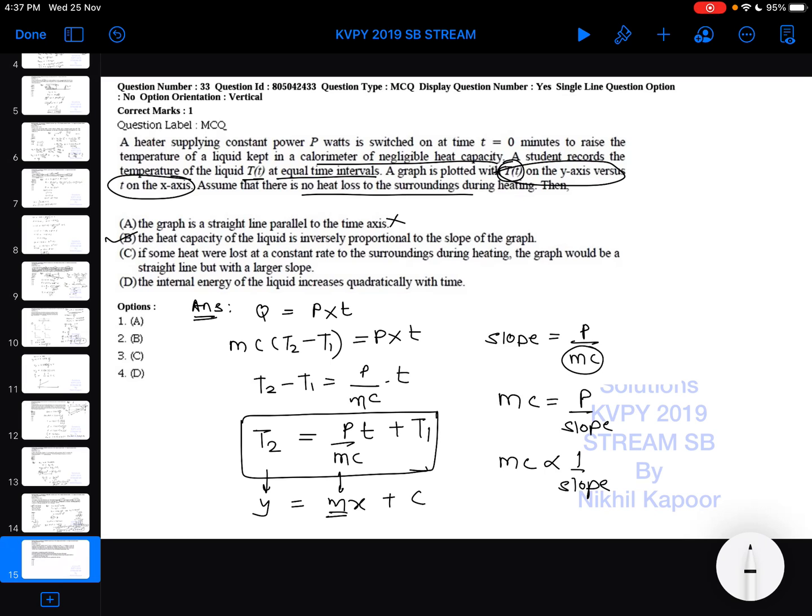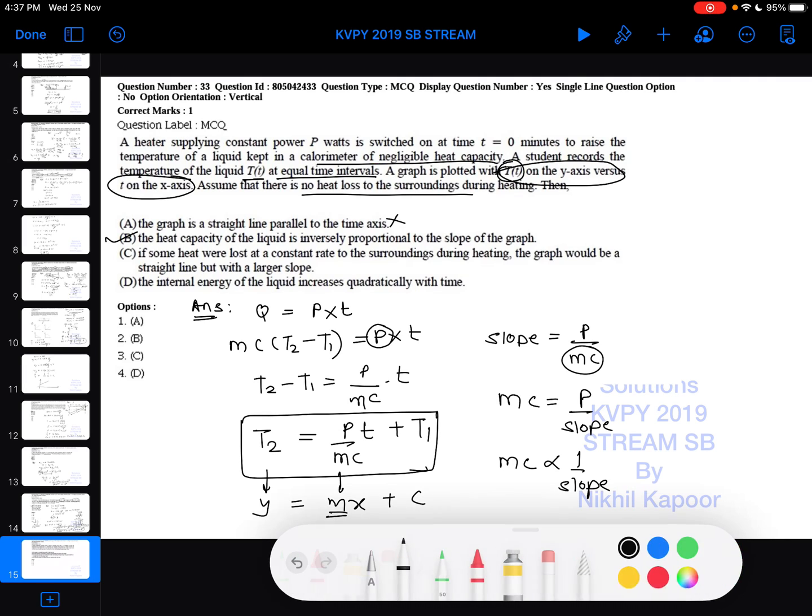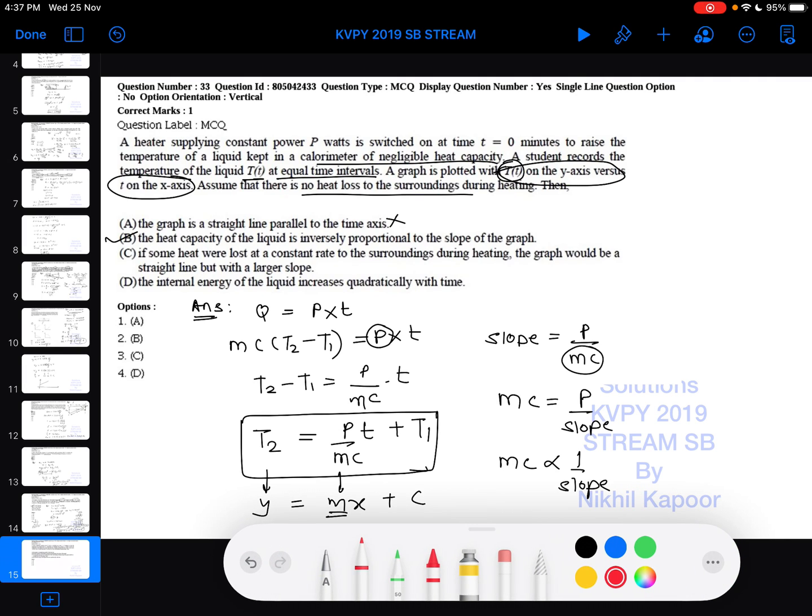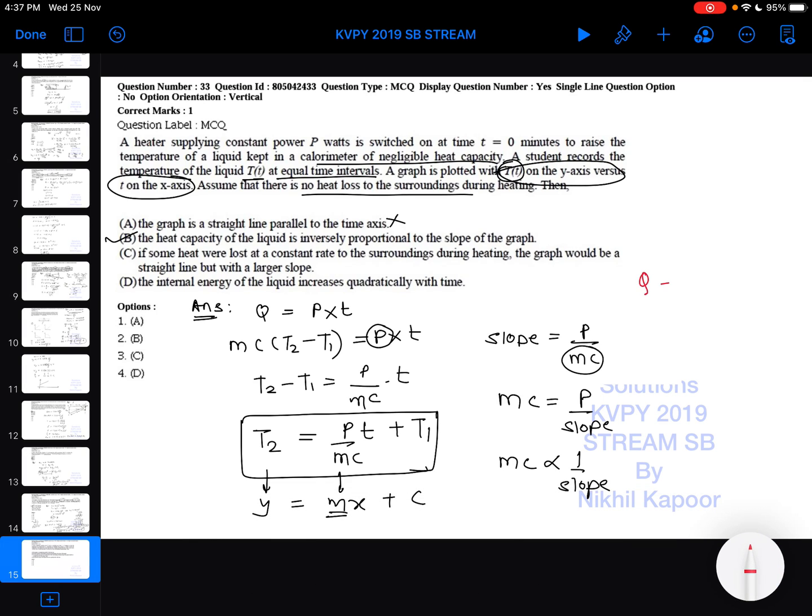Now in the C part, it is said that if some heat were lost at a constant rate to the surrounding during heating, then the graph would be... In that case, there will be change in this power part. So let us say P dash power is lost to the surrounding out of P. So the heat will be equal to P minus P dash, lost to the surrounding, into T.